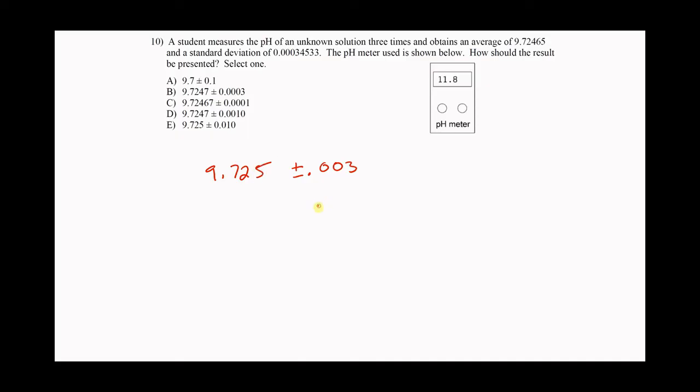And then are we doing better than the instrument? Our instrument error is to the first decimal place. So yes, we're doing better than our instrument, so we can't use this. We have to use the instrument error. So our answer will be 9.7 plus or minus 0.1.